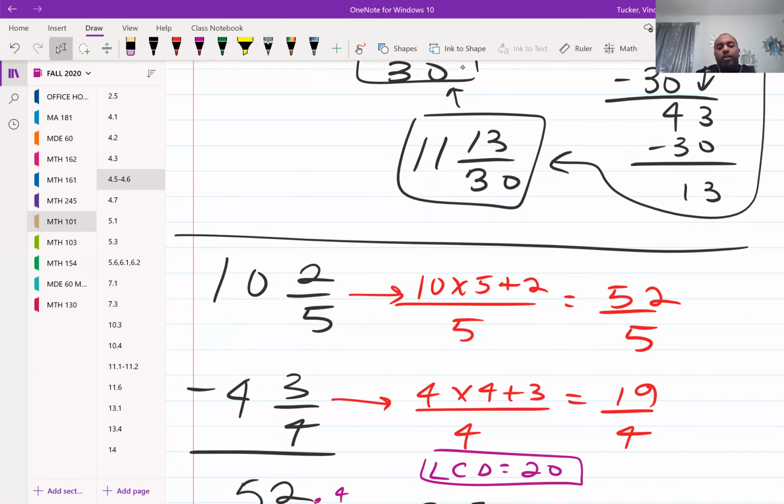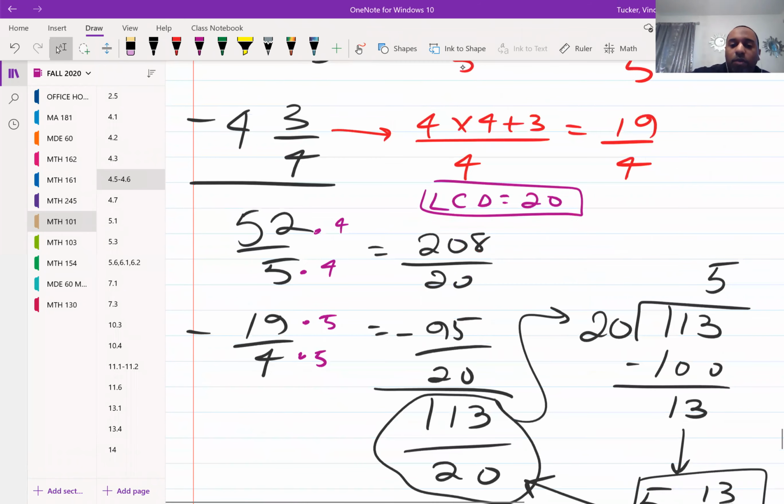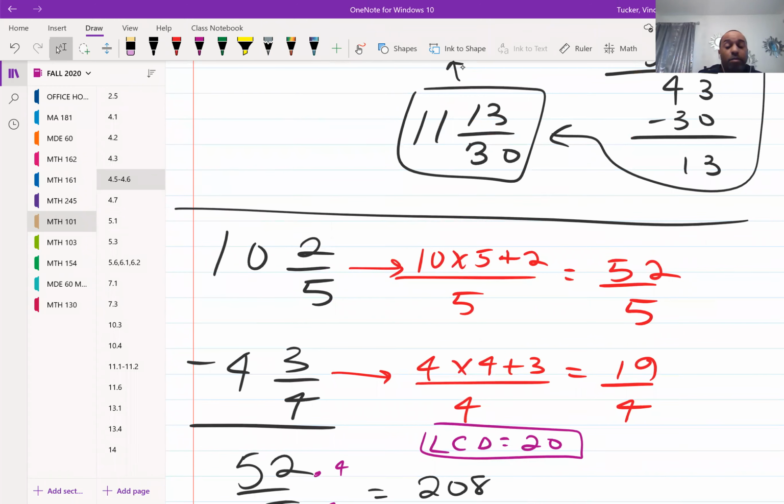All right. So next one, 10 and 2/5 minus 4 and 3/4. And if I'm not mistaken, they don't ask for, yep. So in this case, notice they didn't ask for any type of estimation. So all you have to do is calculate, find the actual difference. So I decided to once again convert both mixed numbers to improper fractions. So that's 10 times 5 plus 2 over 5 gives us 52 over 5. 4 times 4 plus 3 over 4 gives us 19 over 4.